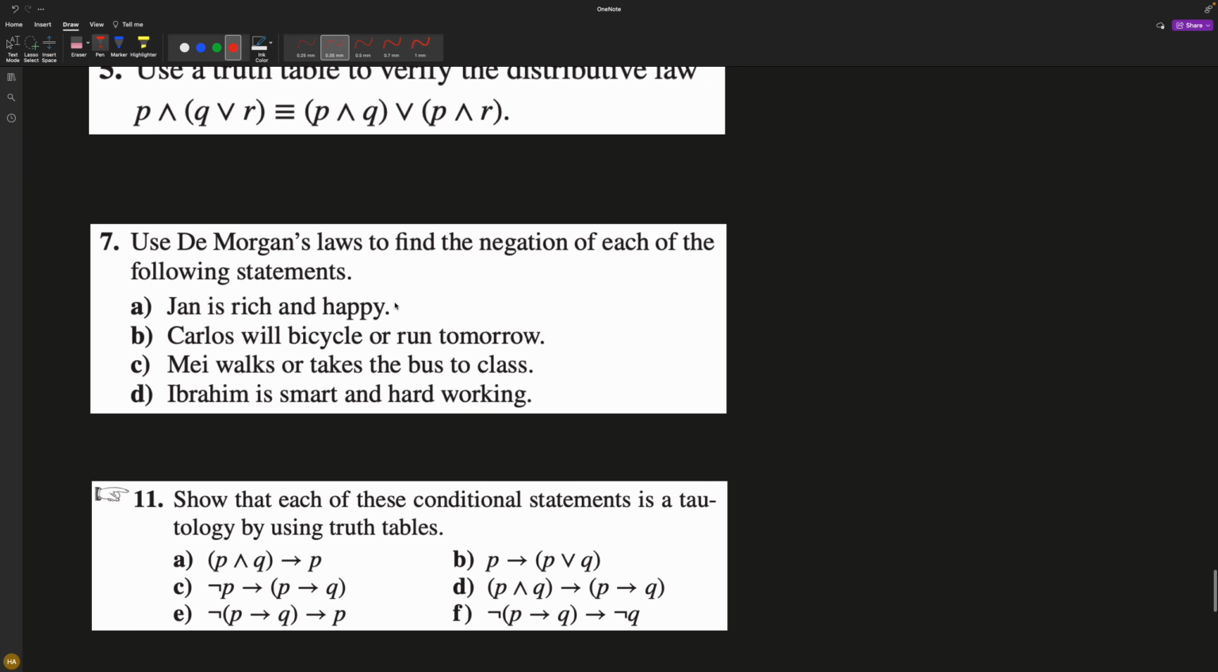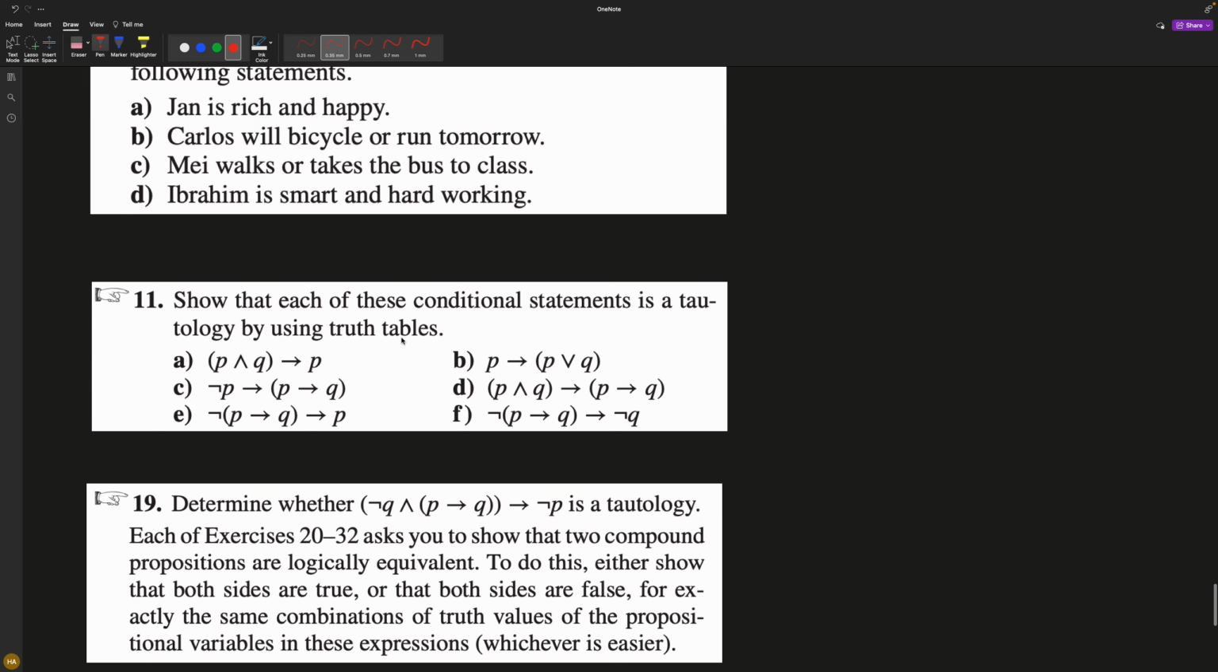We also did this, which is negate each of the following statements. So when you get this, Jane is rich and happy, it becomes Jane is not rich or not happy. Like Carlos will bicycle or run tomorrow. Carlos will not bicycle and will not run tomorrow. So show that each of these conditional statements is a tautology by using truth tables.